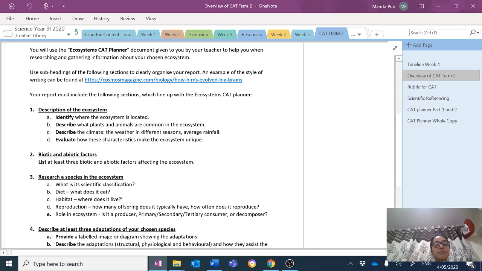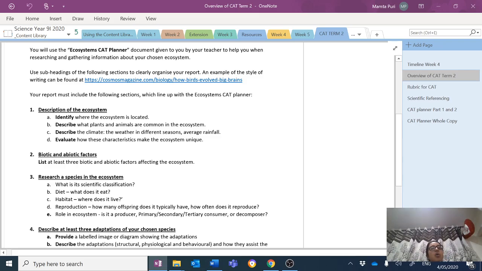Describe what kind of plants and animals you can find in your ecosystem. Describe the climate, what kind of weather cycles you can observe, what the average rainfall could be. Just a few ideas for you guys. You can extend that. Evaluate how these characteristics make the ecosystem unique.